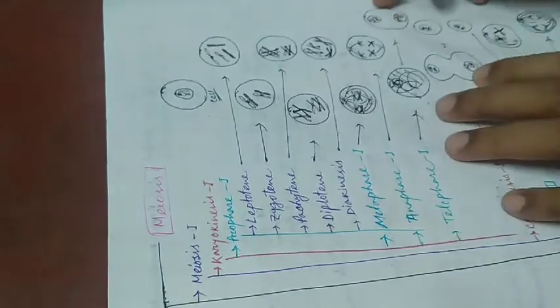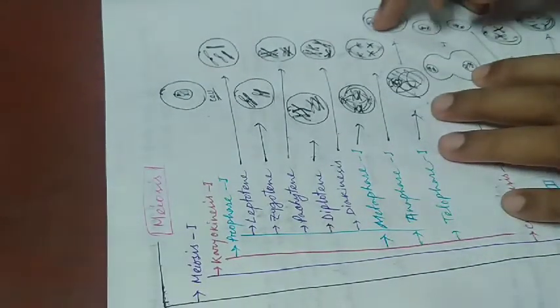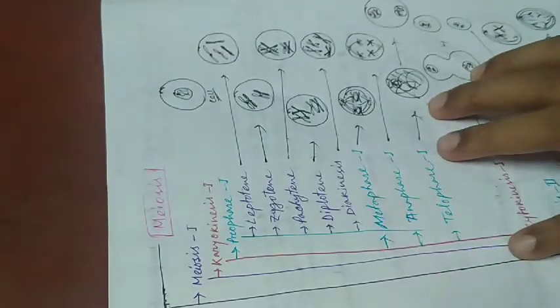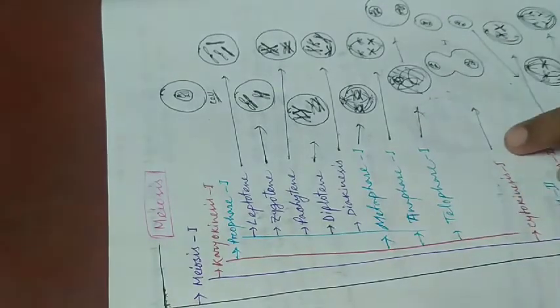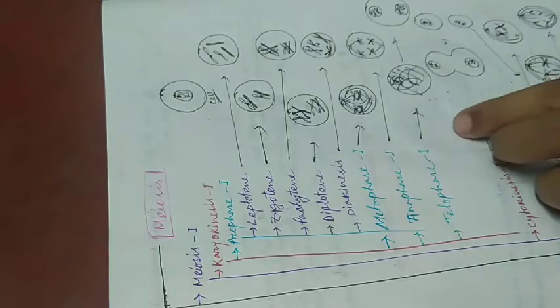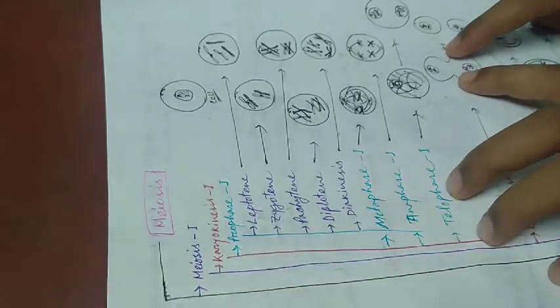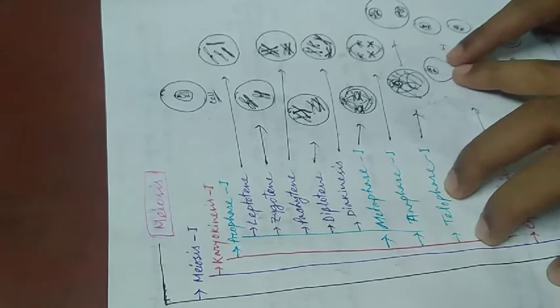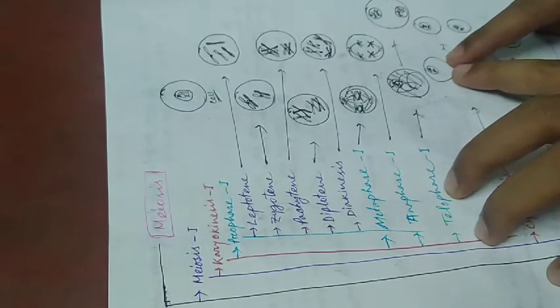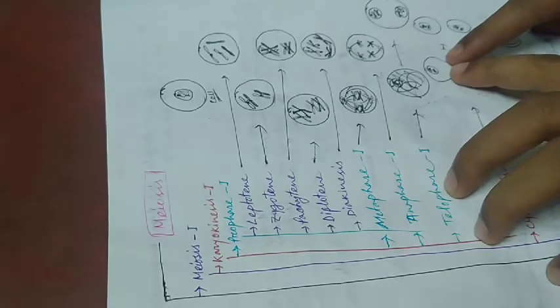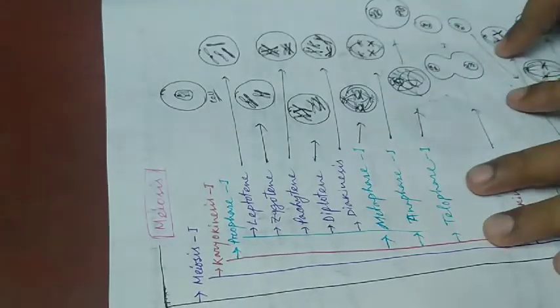Look at that stage. In telophase 1, a single cell contains two nuclei. Then cytokinesis 1. After completing karyokinesis 1, cytokinesis 1 will occur. In the case of an animal cell, a furrow will form at the middle portion of the cell, and this furrow elongates inwardly. When they completely attach, then two daughter cells are produced.